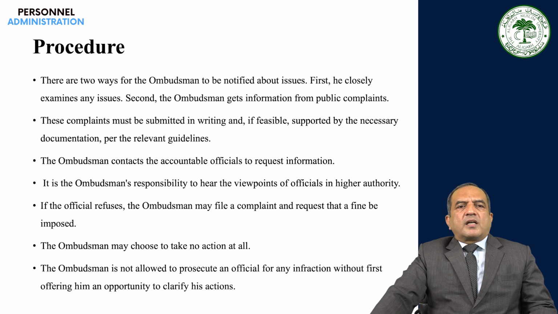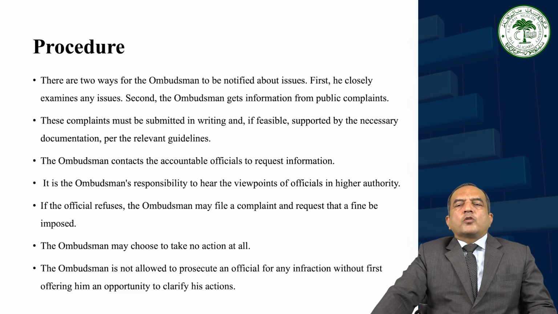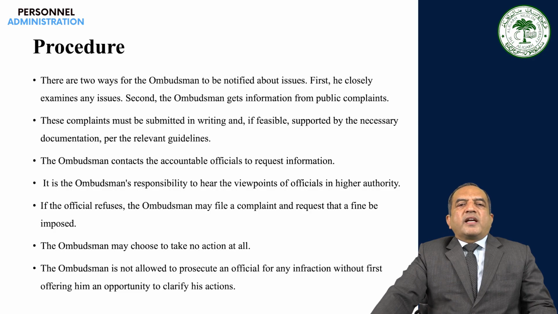As far as the procedure is concerned, there are two ways for the ombudsman to be notified about issues. First, he closely examines any issues pertaining to loss of liberty during his inspections of courts, prisons, and administrative agencies. In a similar way, he may learn of abuses from the media. Second, the ombudsman gets information from public complaints made by disgruntled individuals, in addition to the cases he looks into on an as-needed basis.